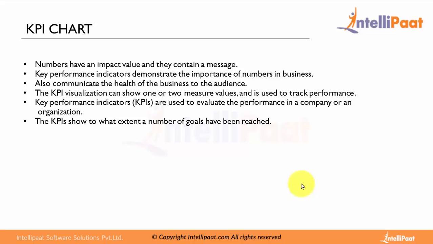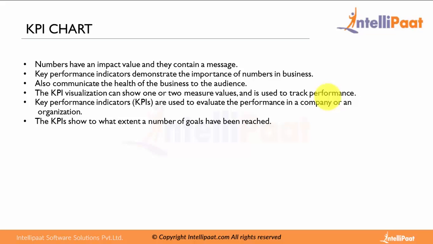So KPI chart: the numbers which are displayed have an impact value and contain a message. The key performance indicators demonstrate the importance of numbers in business. Also, they communicate the health of the business to the audience with the numbers. The KPI visualization can show one or two measure values and is used to track performance. There is no dimension.